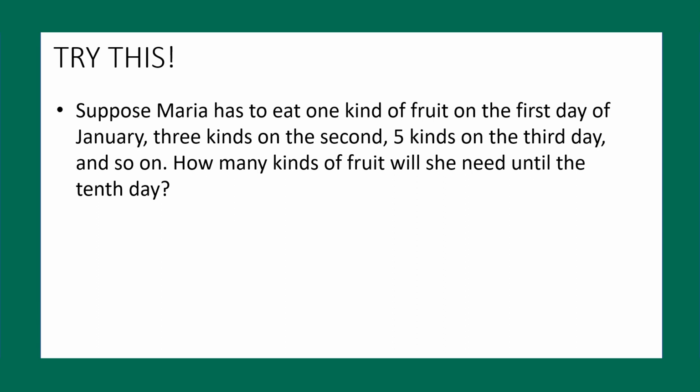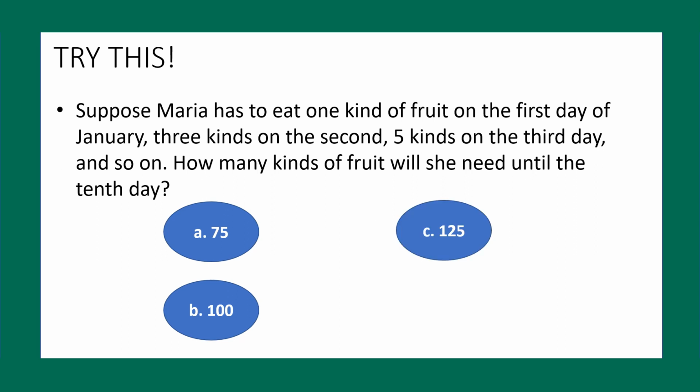Now for the next problem, suppose Maria has to eat one kind of fruit on the first day of January, three kinds on the second, five kinds on the third day, and so on. How many kinds of fruit will she need until the 10th day? Is it A, 75, B, 100, C, 125, or D, 150?